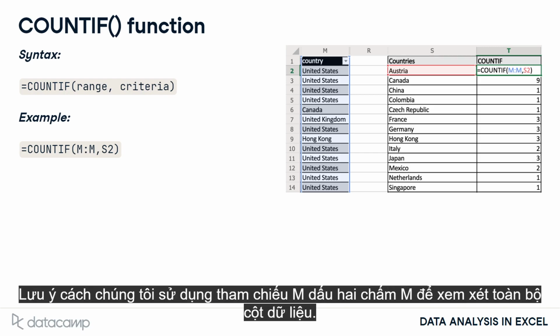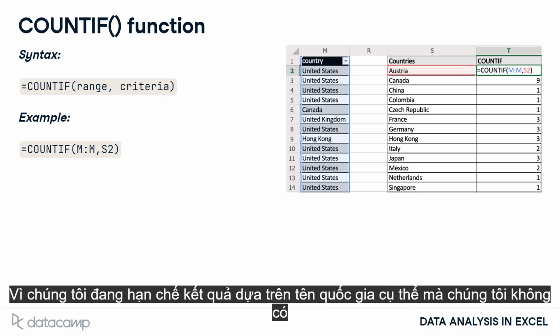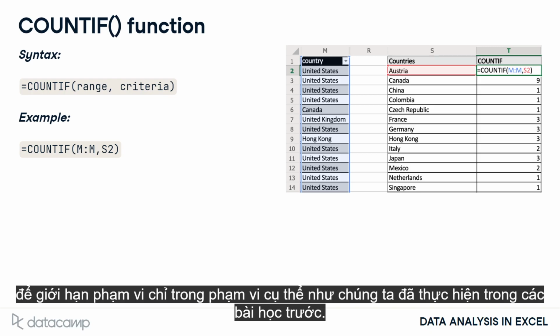Note we have used the reference M:M to look at the entire column of data. Since we are restricting the results based on the specific country name, we don't have to restrict the range to just the specific range, as we have done in past lessons.